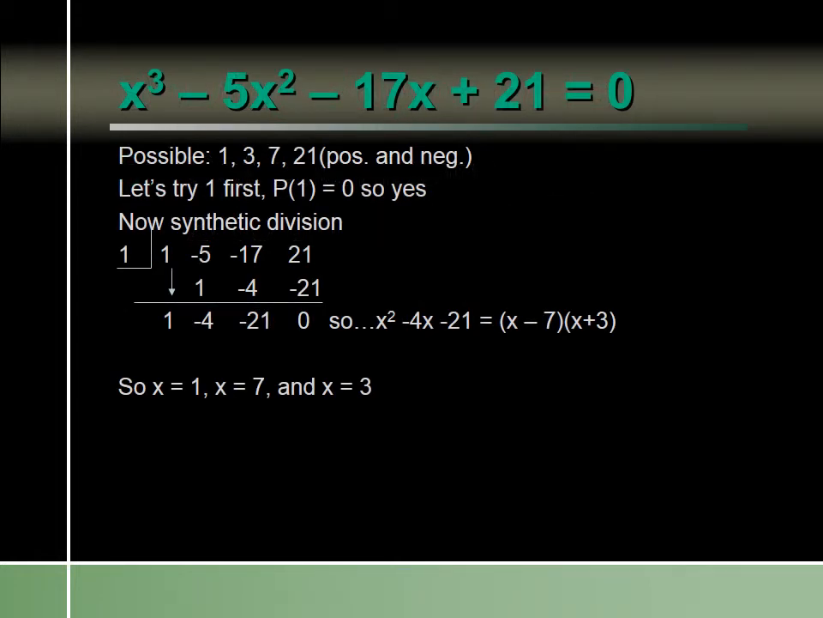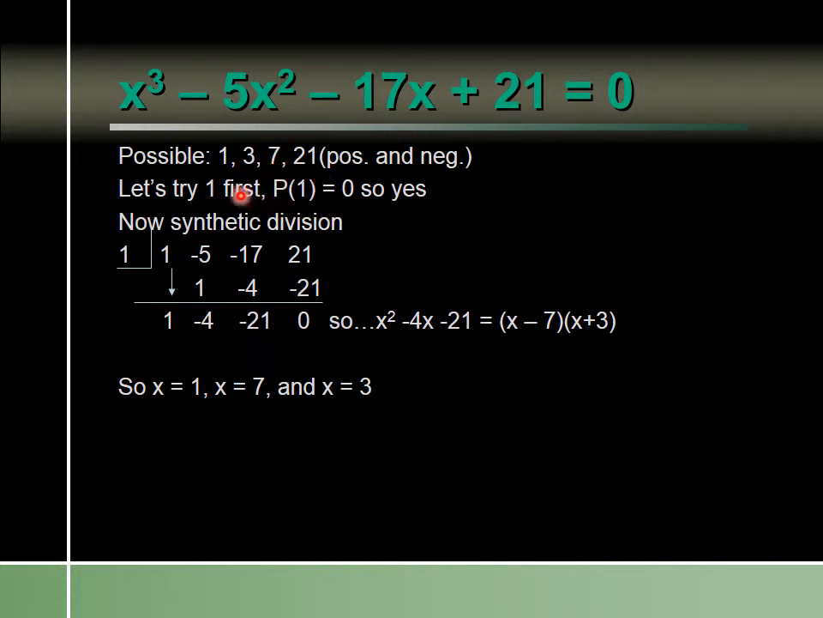So let's look at our first one. x cubed minus 5x squared minus 17x plus 21 equals 0. First we want our possible roots, and they have to be factors of our constant. Our constant is 21. So the factors of 21 are 1, 3, 7, and 21. And remember, this is positive and negative. So plus or minus 1, plus or minus 3, plus or minus 7, plus or minus 21.